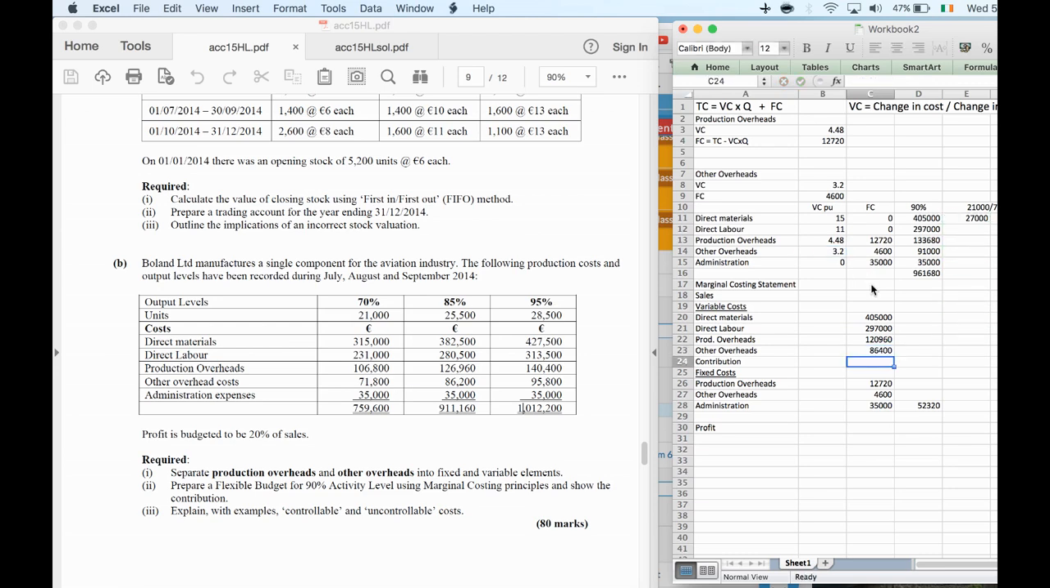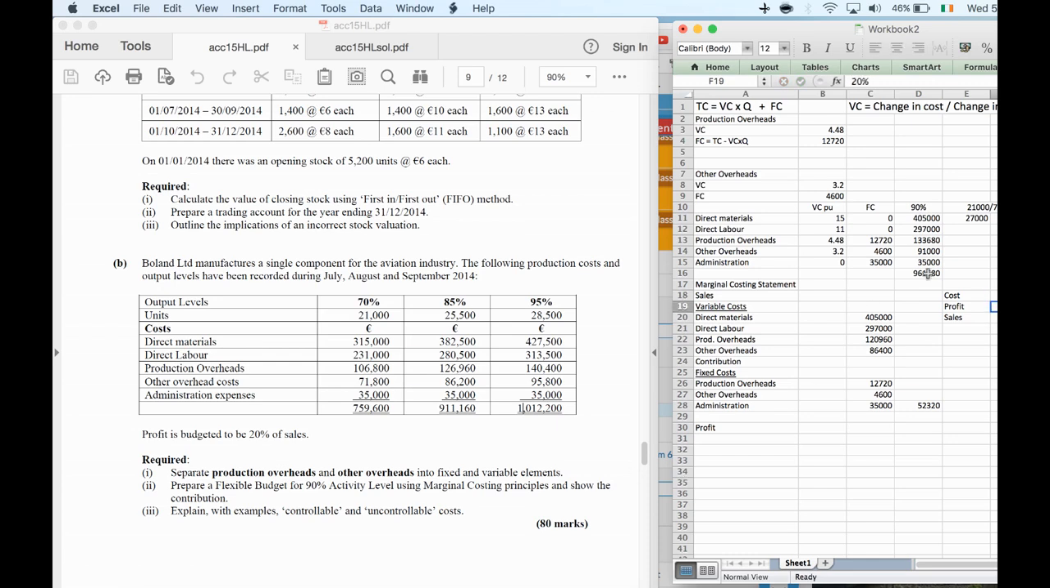Okay. The one last thing I have to do before I can work out my profit is to work out my sales figure. So it says here profit is budgeted to be 20% of sales. So if I have cost plus profit equals sales, and the profit is 20% of sales, so I'll put the 20% symbol. So the sales is 100%. So that means the cost must be 80%.